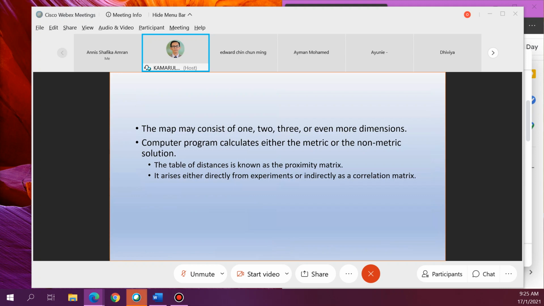So you can have maybe 1, 2, or 3, or even more dimensions. For example, one dimension might be only the color. With two dimensions, maybe they are similar according to the color and the taste. If you have 3 dimensions, certain things are similar because of the color, the taste, and the price. Maybe, for example, if you take chocolates, right?